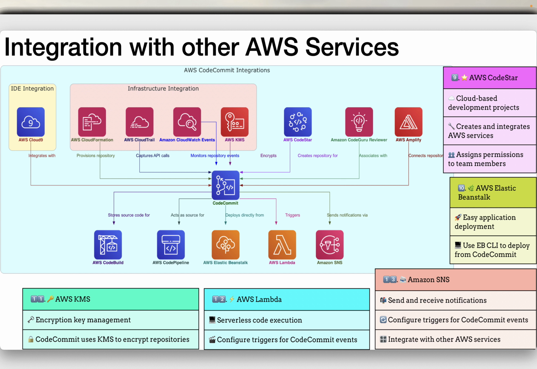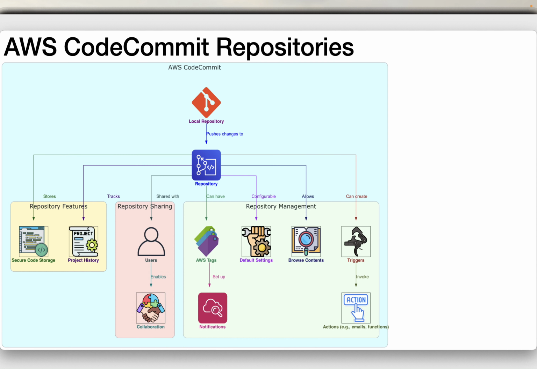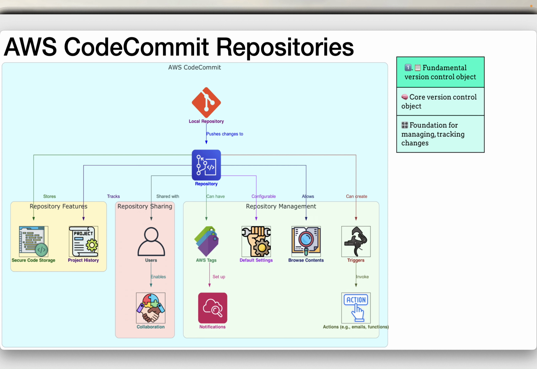Amazon Simple Notification Service (SNS) enables sending and receiving notifications from the cloud. You can configure triggers for CodeCommit repositories to send SNS notifications in response to events and integrate with other AWS services like Amazon SQS. Okay, let's dig deeper into the AWS CodeCommit repository.